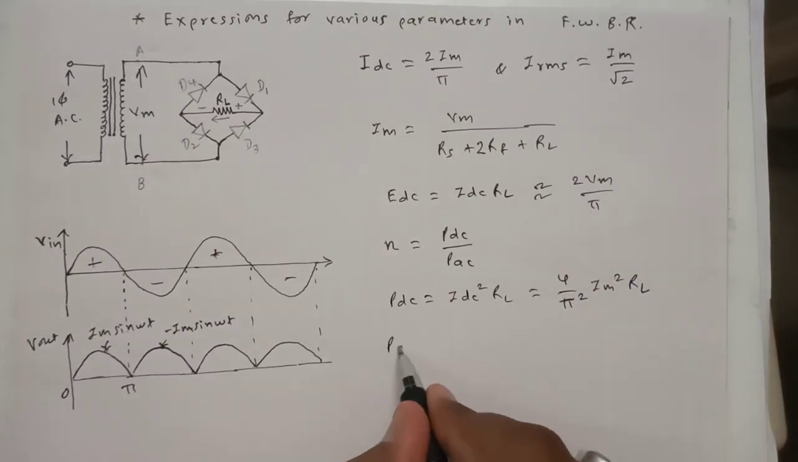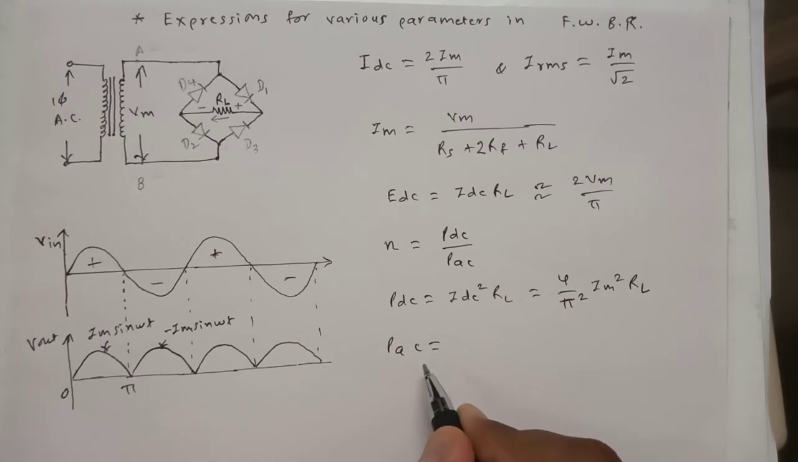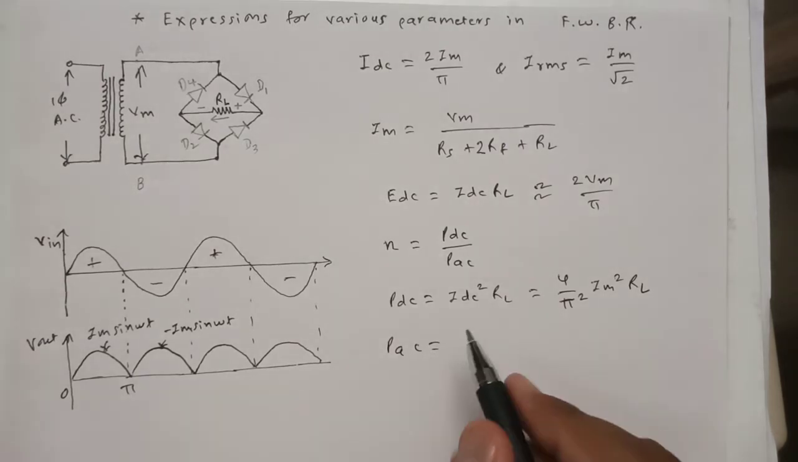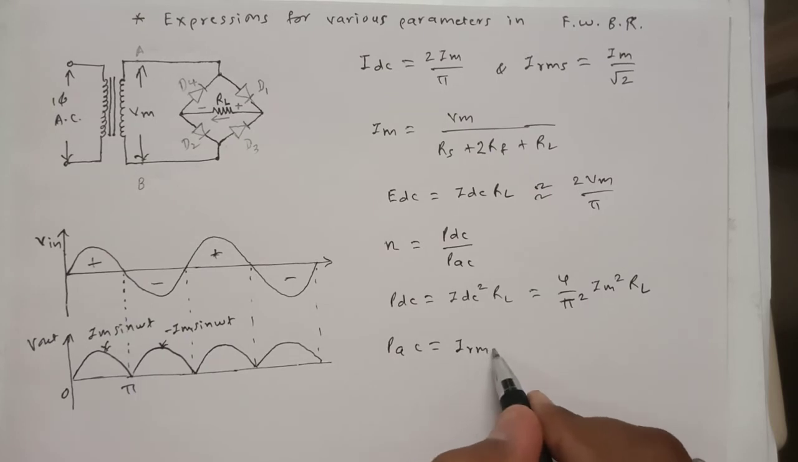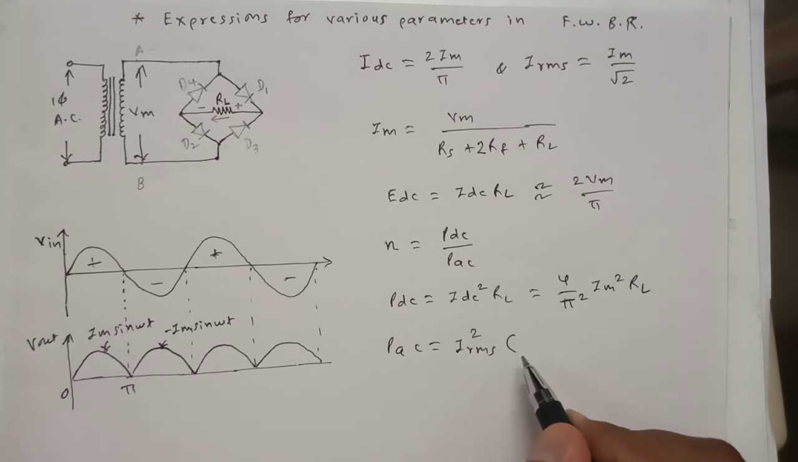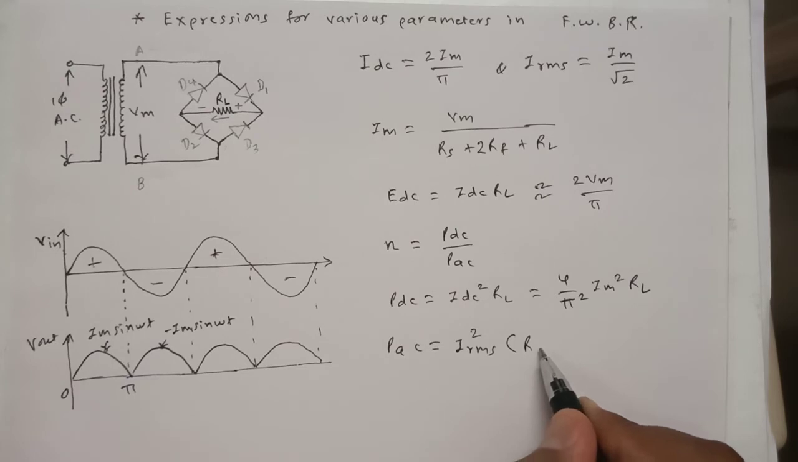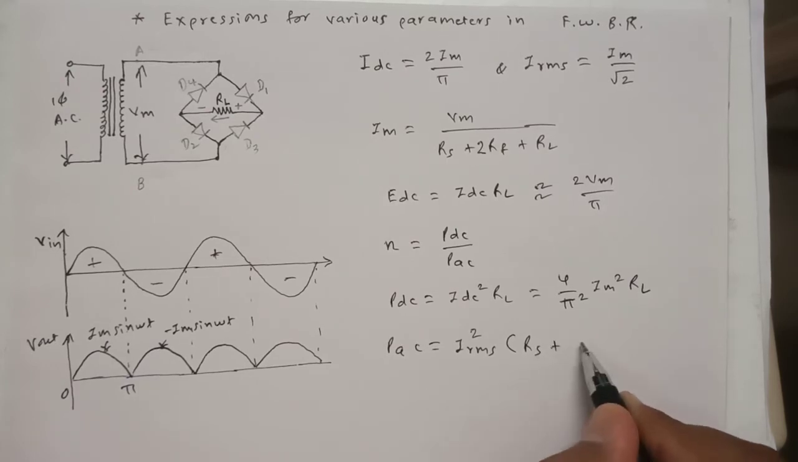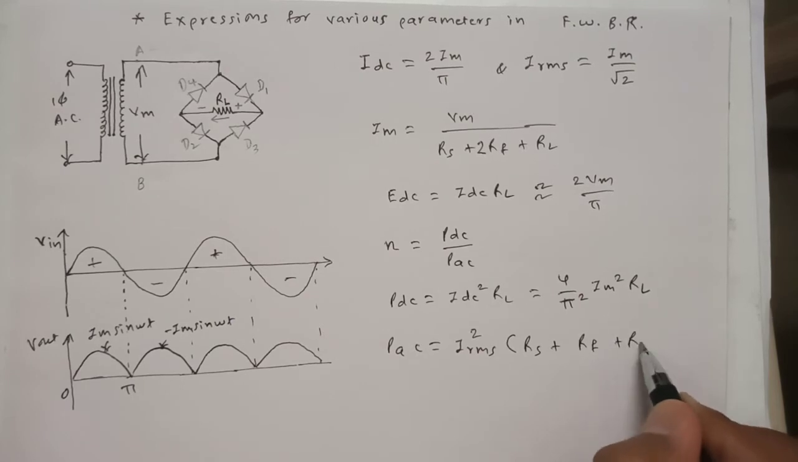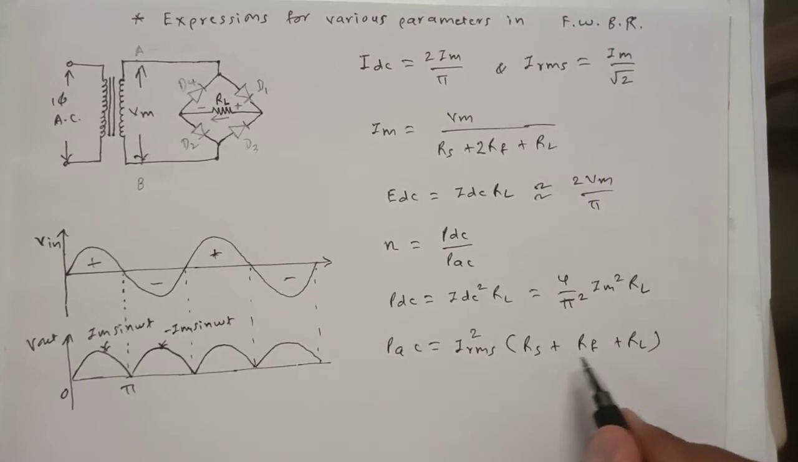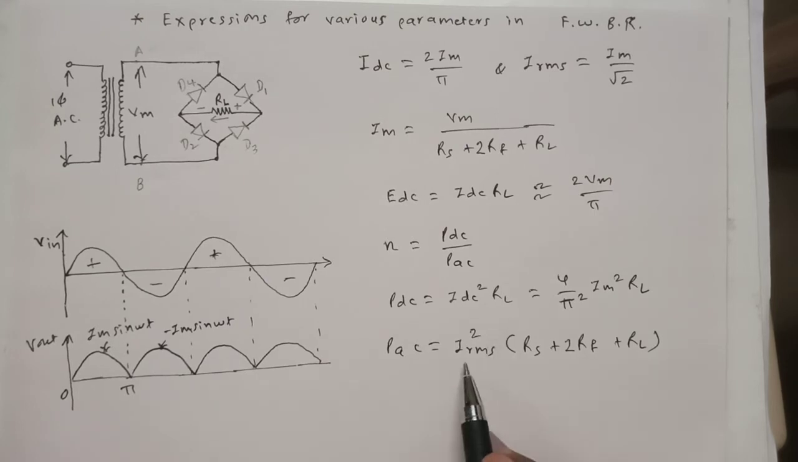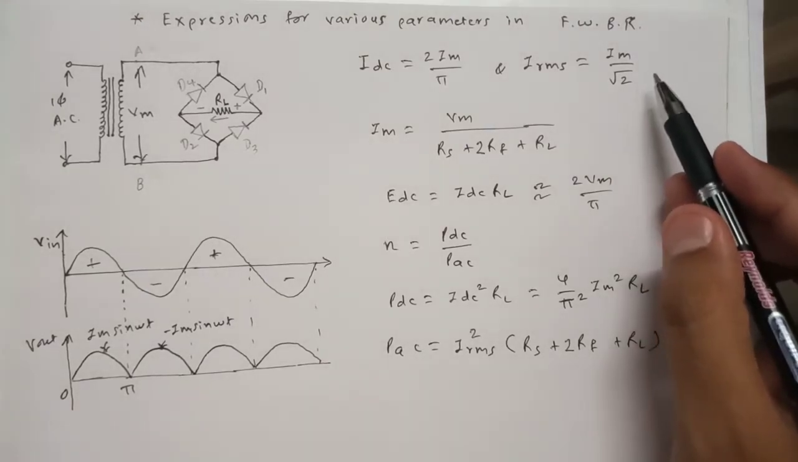Then the equation for PAC, that is the AC power which we are applying at the input, right? For that, we know that we consider the RMS current, so it is I square into R, so I RMS square multiplied by resistance. So now again all the resistors we consider. We have the three resistors RS plus RF plus RL, but the only new thing here is that instead of RF we should be considering twice RF, because every time two diodes are coming in focus, right?